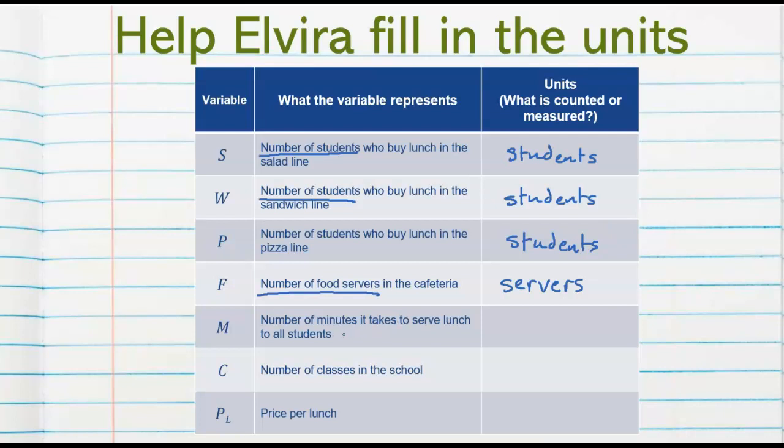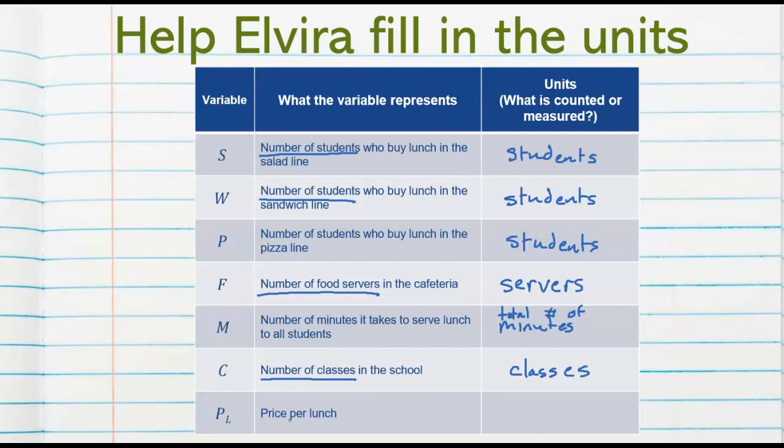Let's look at M. M is the number of minutes it takes to serve lunch to all the students. What are we measuring? Or what are we counting? Looks like this is a time measure, and we are measuring the number of minutes. And this is the total number of minutes to serve lunch to all the students. Okay, let's look at C. C is the number of classes in the school. Okay, well, it sounds like we're counting classes, number of classes.